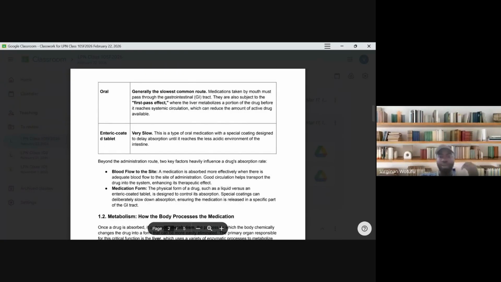Another factor we have is medication form. The physical form of medications, like the enteric coated tablets we mentioned earlier, is designed to delay breakdown and absorption. So they can only be broken down or absorbed in specific parts of the GI tract.